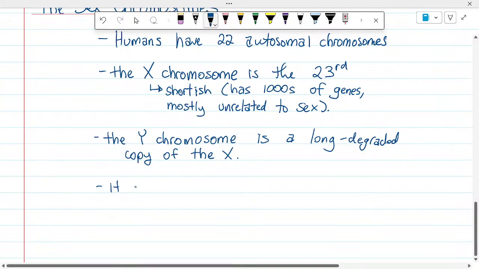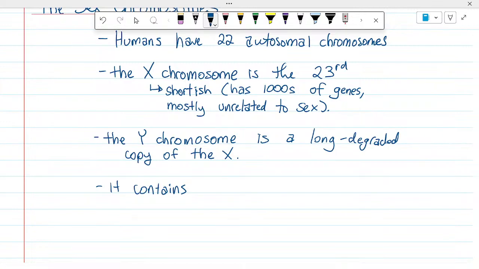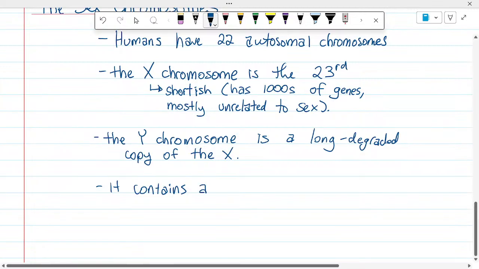Depending on how you count, it contains only a handful of genes, and there's really only one set of genes that is really meaningful or notable. So it contains a handful of genes, notably one called SRY.